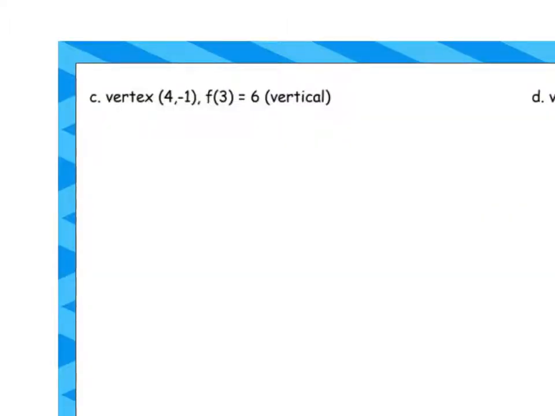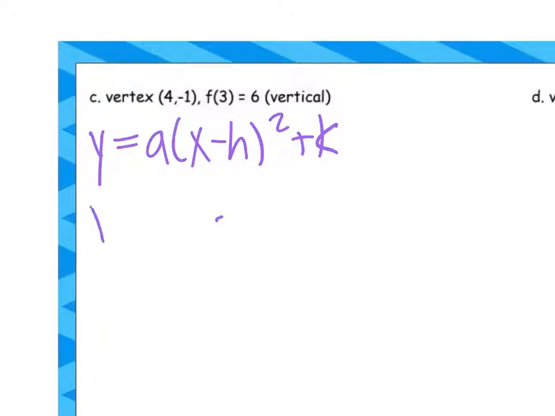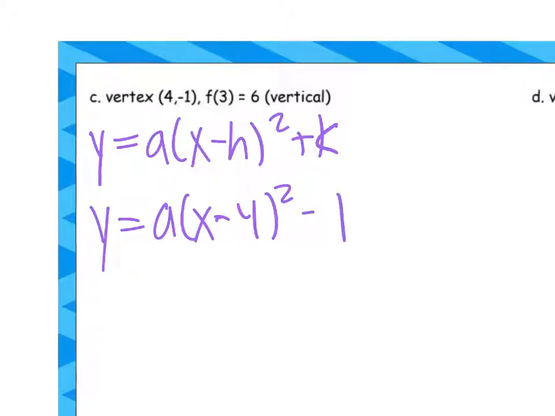All right, let's look at the next example. It's very similar to the one we just had, just written in a different way. I know the vertex, so I'm going to use vertex form. That's going to be y equals a times x minus h squared plus k. Filling in the information I know, x minus 4 squared minus 1. I don't know the a value, so I'm going to plug in the values I do know.